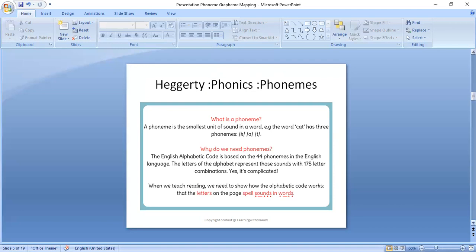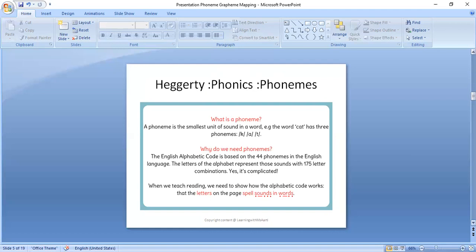Now, why do we need phonemes? The English alphabetic code is based on 44 phonemes in the English language. The letters of alphabet represent those sounds with 175 letter combinations. Yes, it is complicated, but I will simplify it for you for sure in upcoming slides.